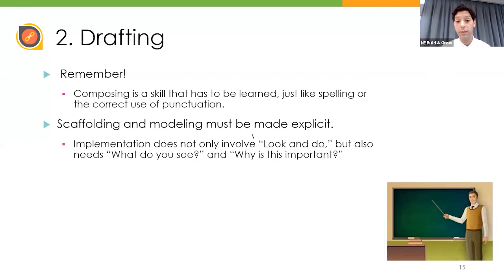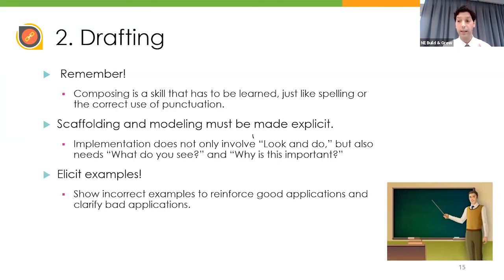Implementation does not only involve look and do, so look at this model and then write like that, but also you have to constantly ask them, right? What do you see? Why is this important? So that they can internalize the rules for good writing, all right? So you want to elicit examples. And now, like we mentioned earlier, showing incorrect examples is good because it reinforces good applications and clarifies bad applications.